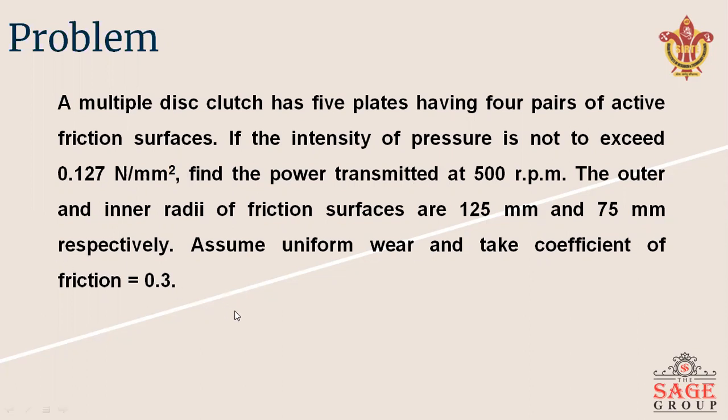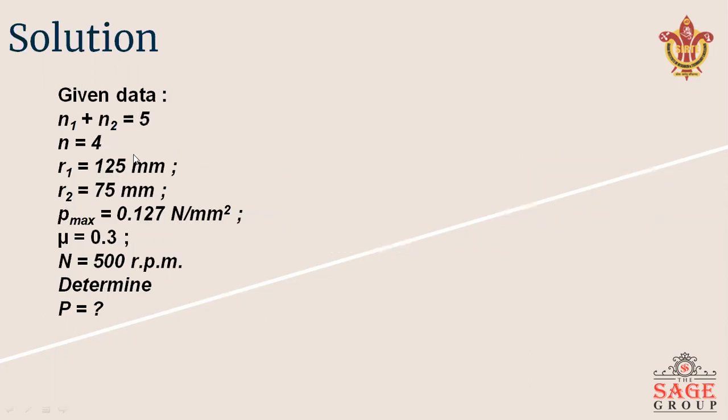So now the given data is: n1 plus n2 equals 5 is given in the question, and n is equal to n1 plus n2 minus 1. You know, we have already discussed this in the previous lecture. n is equal to n1 plus n2 minus 1, that is equal to 4, and r1 and r2 are the inner and outer radius, and the intensity of pressure Pmax is equal to 0.127 Newton per mm square, the coefficient of friction is equal to 0.3, and n is equal to 500 rpm.